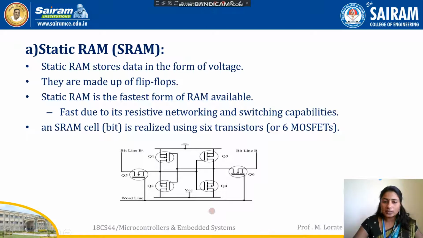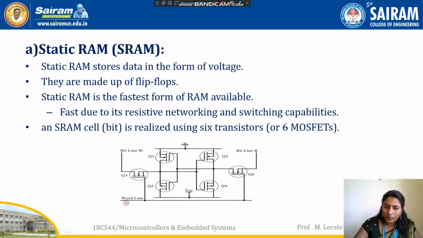So here we are seeing the static RAM cell. Totally there are 6 MOSFETs: Q1, Q2, Q3, Q4, Q5, Q6. In the middle, 4 MOSFETs are forming the memory cell. This connection is called cross-coupled transistor connection. These form the memory cell: Q1, Q2, Q3, Q4. The remaining 2, Q5 and Q6, are called access control transistors or access transistors.